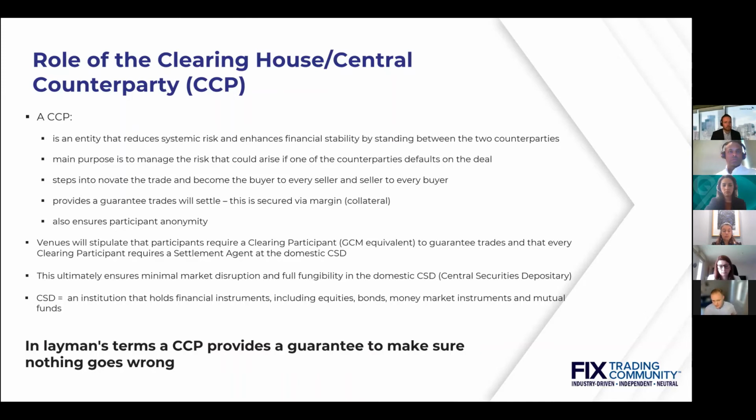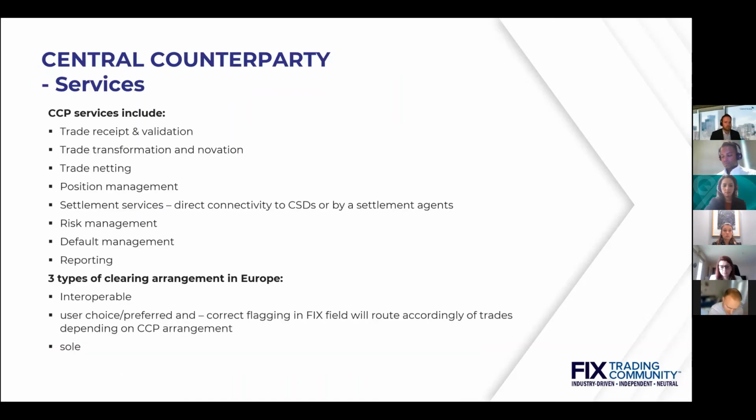So most venues will actually stipulate in Europe that participants require a clearing participant to guarantee trades, and every clearing participant requires a settlement agent at the domestic CSD level. This ultimately ensures minimal market disruption and full fungibility at domestic CSD. So what do I mean by CSD? It's the Central Securities Depository, so the institution that ultimately holds financial instruments. We're talking a lot about equities in this case, but that also includes any other kind of financial instruments you can think of. So in summary, in terms of the clearinghouse and its role, it's there to provide a guarantee to the market that the trades will settle and that ultimately nothing goes wrong in a risk sense.